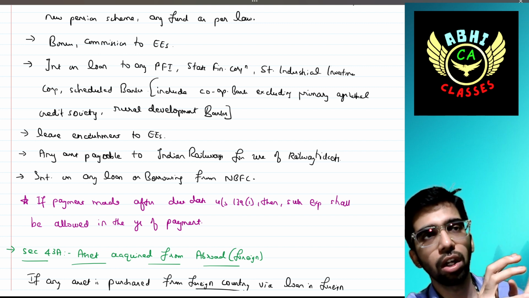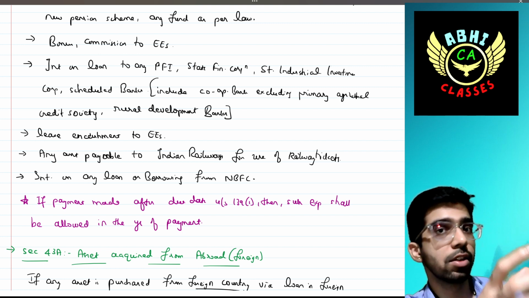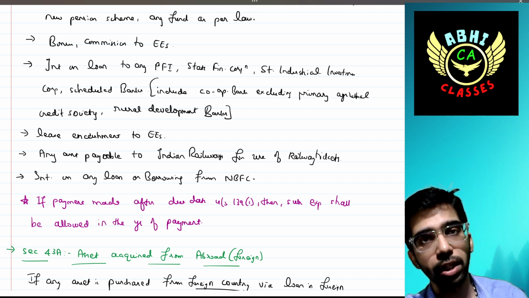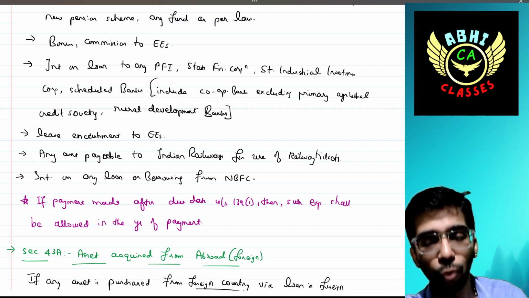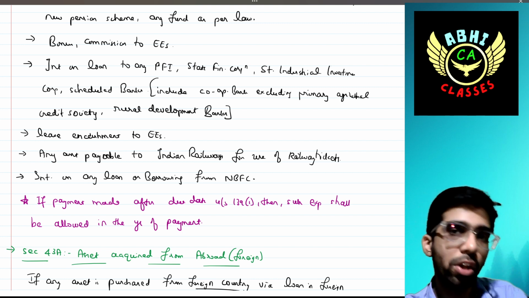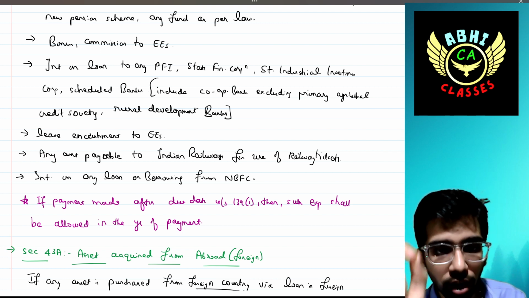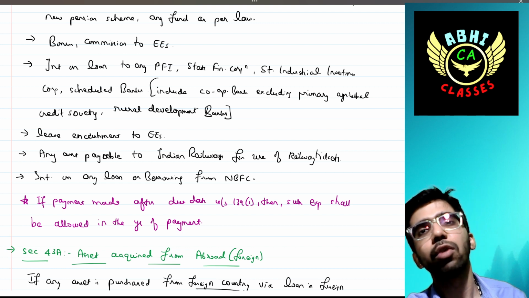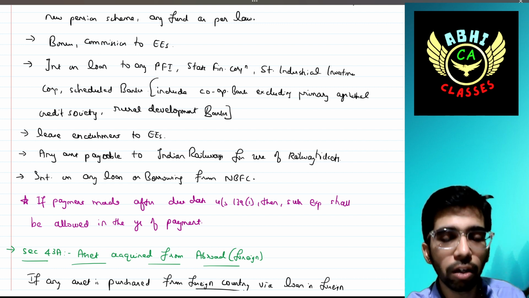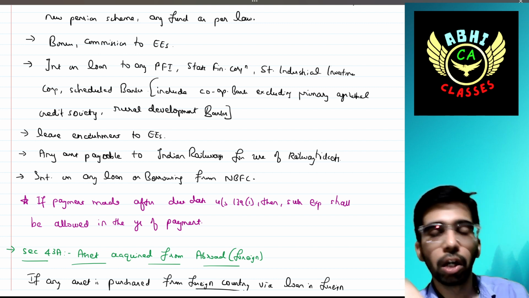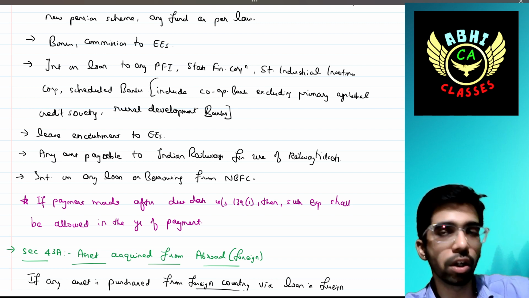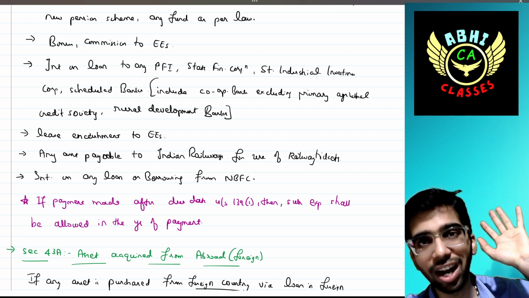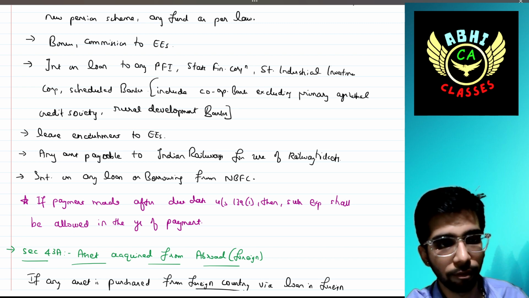in financial year 23-24, any of the expenses is not paid within the due date of filing of income tax return under section 139(1), then if it is paid after the due date, that expense will be allowed in the year 24-25. That means in the year in which it has actually been paid. It will be disallowed in 23-24. It will be allowed in 24-25. Okay, I hope you are understanding.